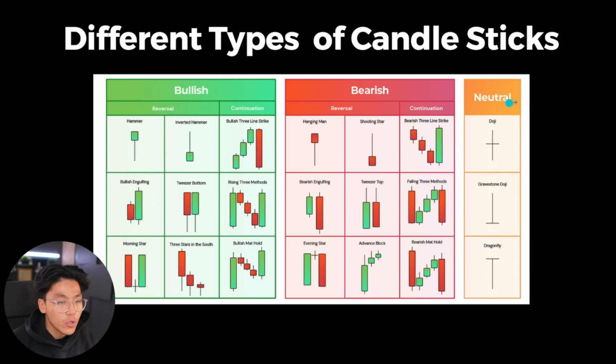We also have neutral candlesticks, which is the doji, right? Gravestone doji and dragonflies are when the buyers and sellers are even. Whenever we have bullish candles, you know that the buyers are in control. We have bearish candles, the bears are in control. But when we have neutral candlesticks, there's no control by the buyers or the sellers, right? Buyers and sellers are in agreement on price.